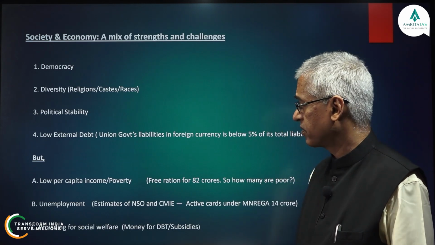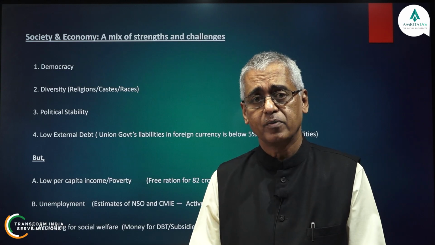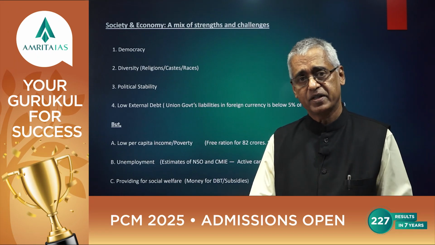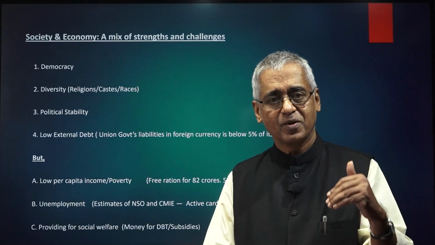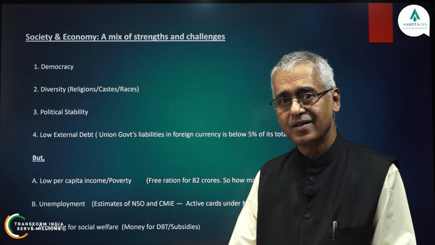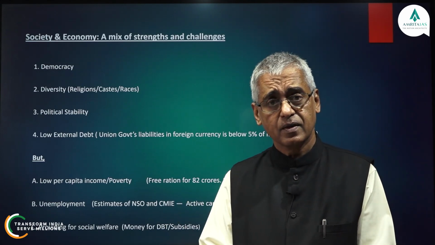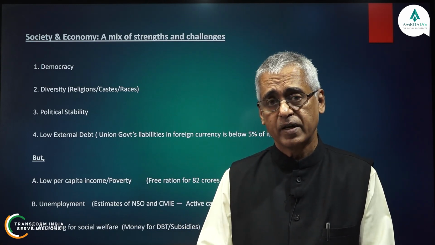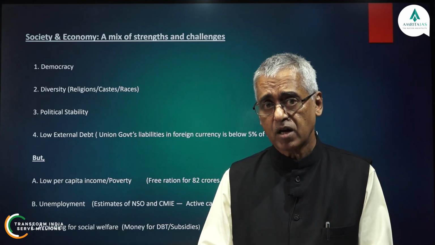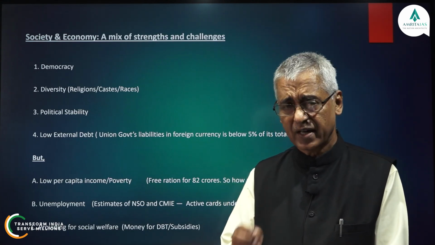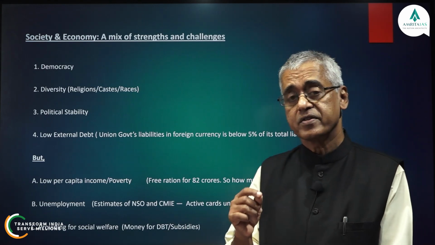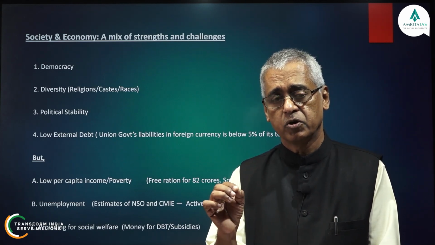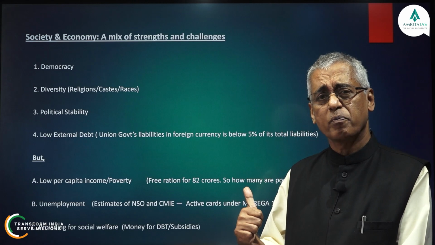But coming to the problems, low per capita income is a problem, as I mentioned. There is need to increase our per capita income in order to catch up with countries which are ahead of us. We also have poverty. Even as we speak about 11% of people only being poor as per the multi-dimensional poverty index, we have to remember that our country is providing ration, free ration, under the PM Garib Kalyan Yojana scheme to 82 crore people.